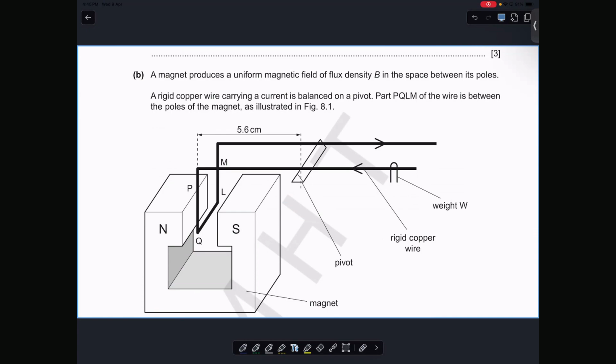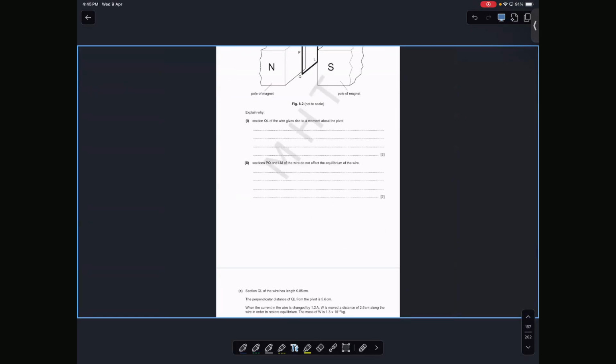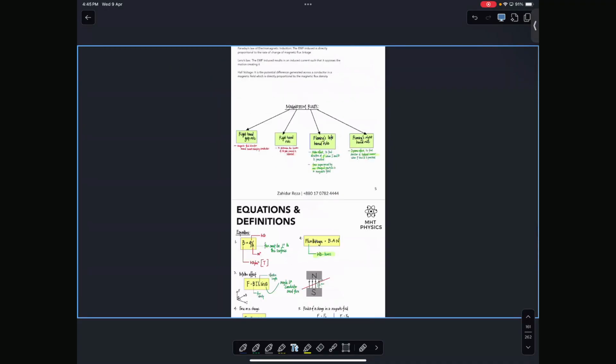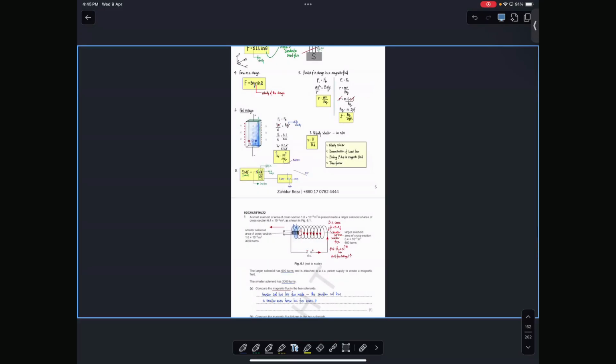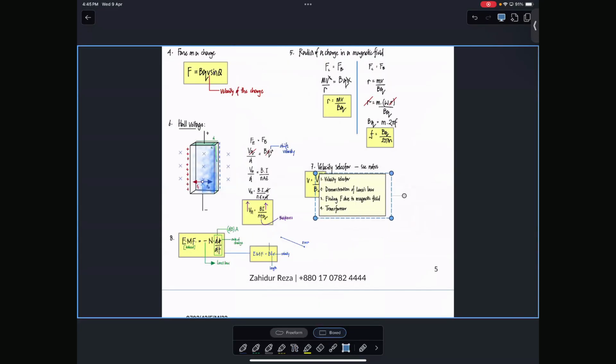Explain why electrons do not continuously accumulate at the face. Okay. Let me quickly answer this because I discussed this the other day. I'll add it here.